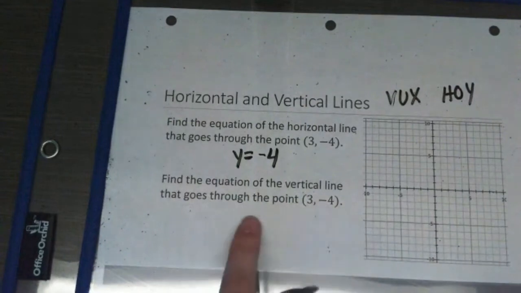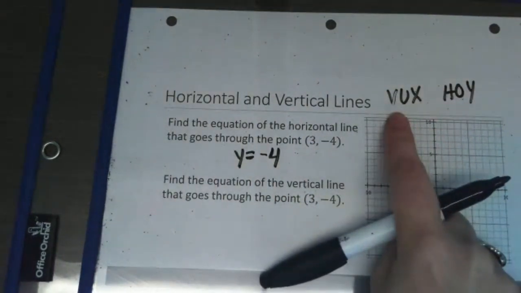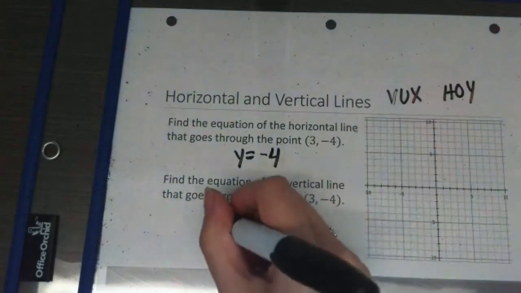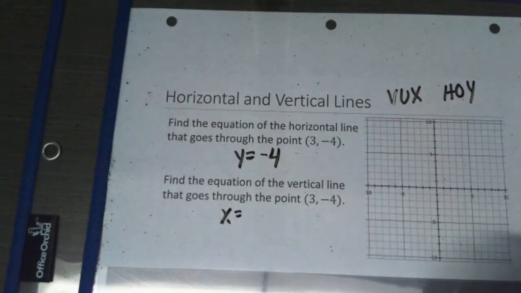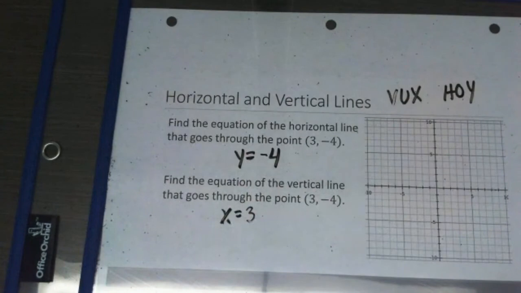Then we want to find the equation of the vertical line. Vertical lines have an undefined slope. Their equations are x equals. So starting with x equals, the x value of my point is 3. So we get x equals 3. They didn't ask us to graph it, so we don't have to. The graph is just there if we want it.